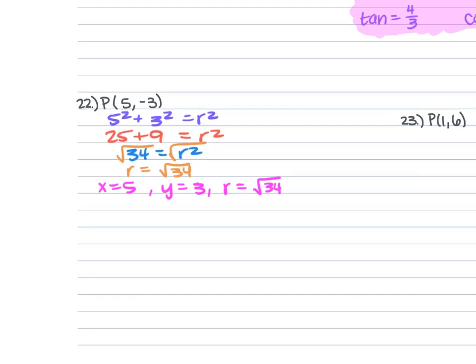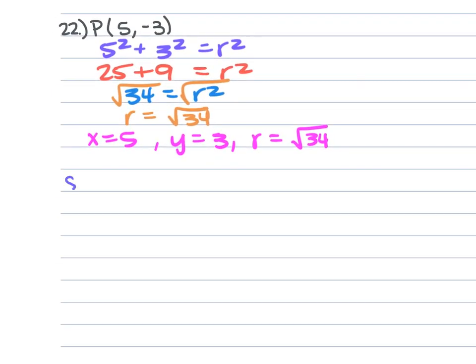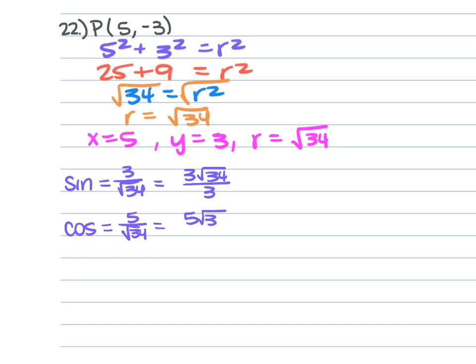So sine is 3 over the square root of 34, which is going to simplify to be 3 square root 34 over 34. Cosine is 5 over the square root of 34, which simplifies to be 5 square root 34 over 34. For tangent, we have 3 over 5.